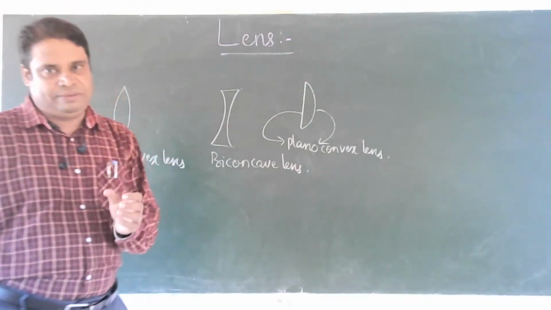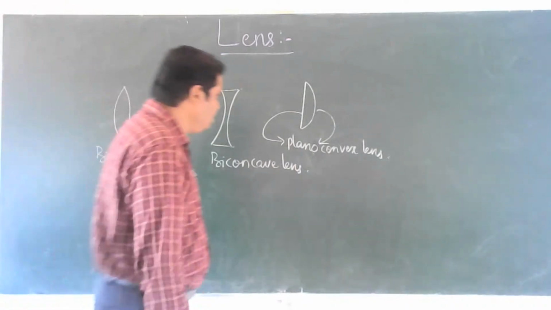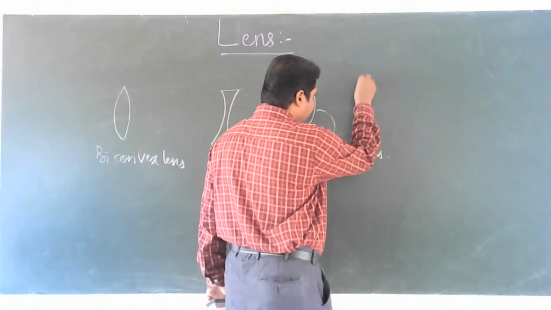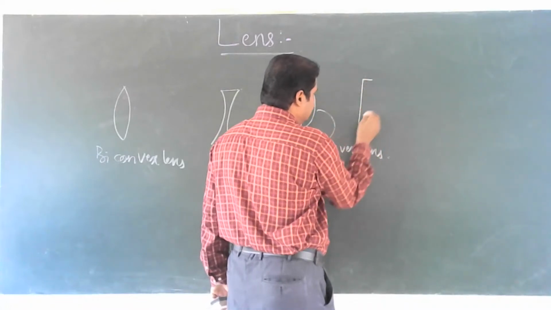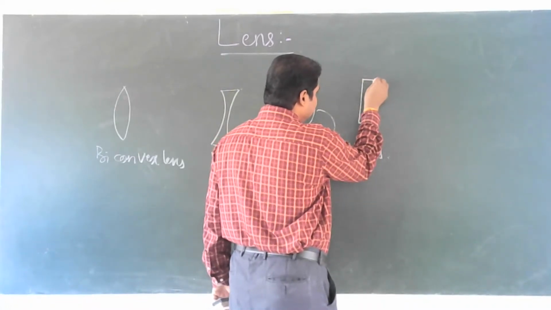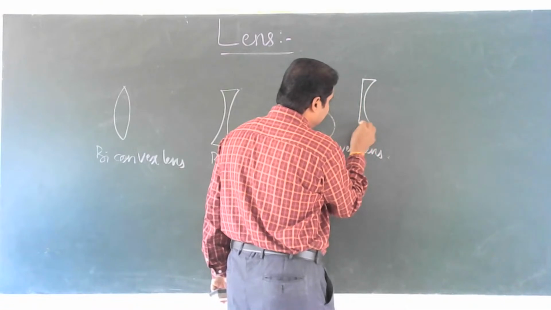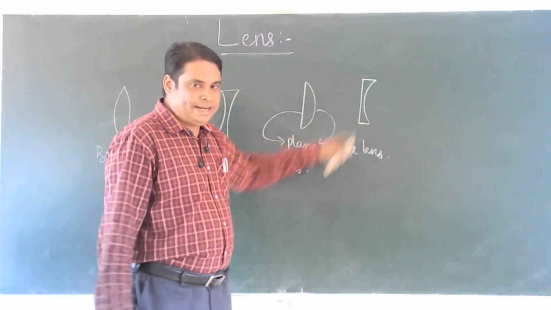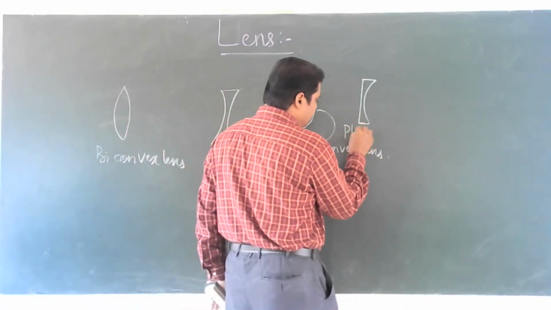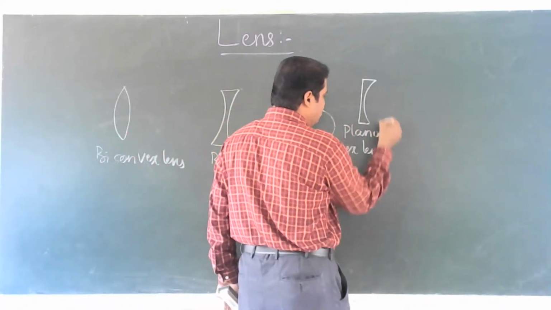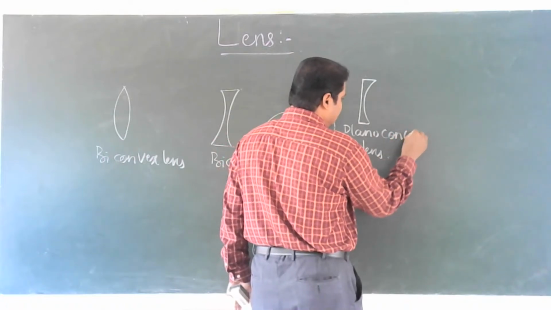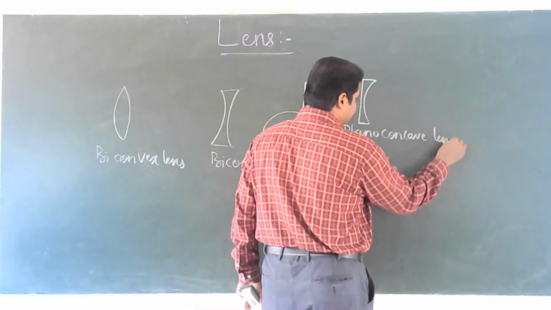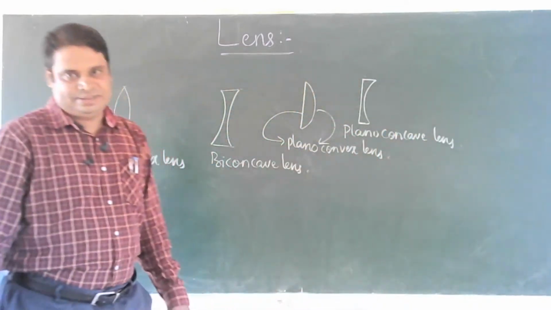In that sense, this is a special case where we have two spherical surfaces. This is also a special case where we have two spherical surfaces. We have one more kind of lens of this kind. This lens is called, of course, what? Plano. This side is plane. Plano. This side is concave. Plano-concave lens.